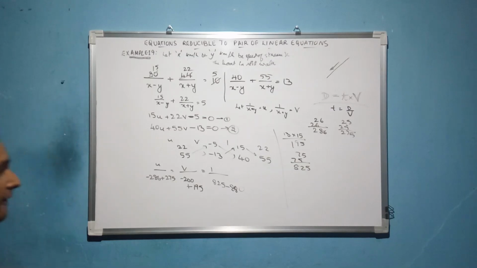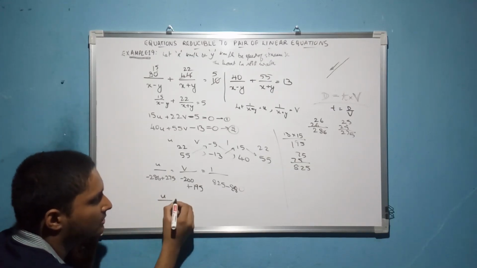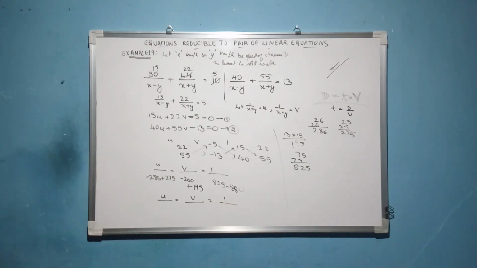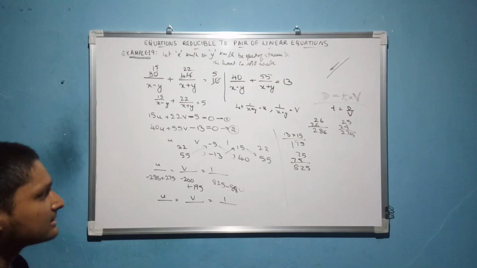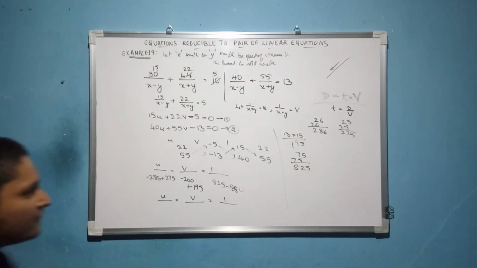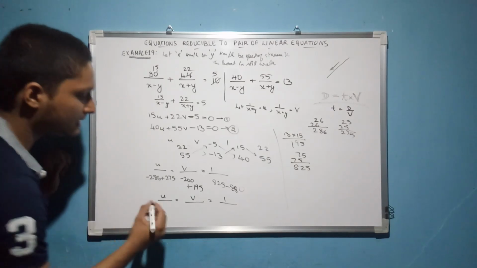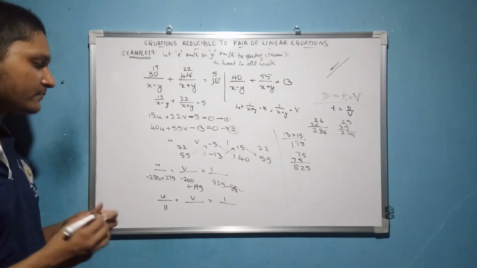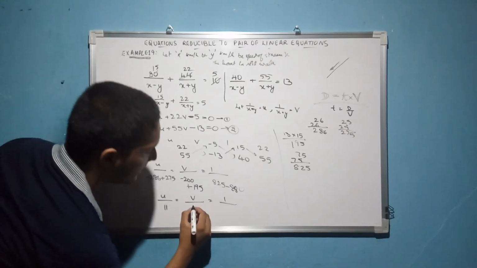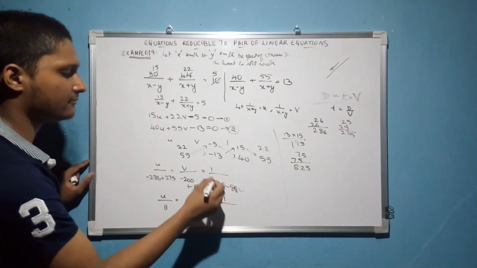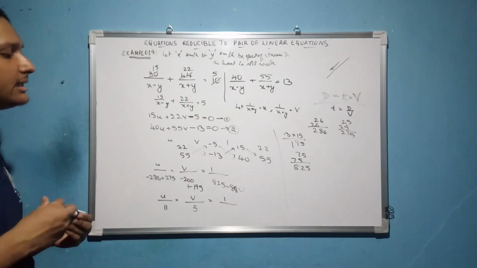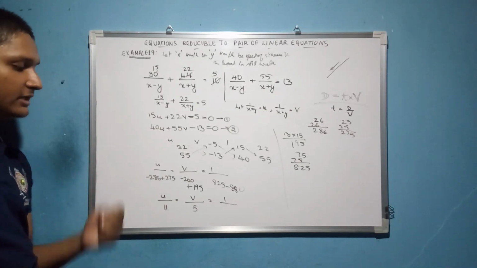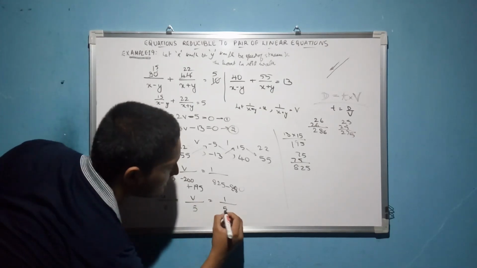So you have u divided by something, v divided by something, and 1 divided by something. It is going to be minus 286 plus 275, which is minus 11. I'll remove the minus sign from everywhere, so I'm taking only the positive here. So now we have 5, and 1 divided by 275 minus 880, which is 55.